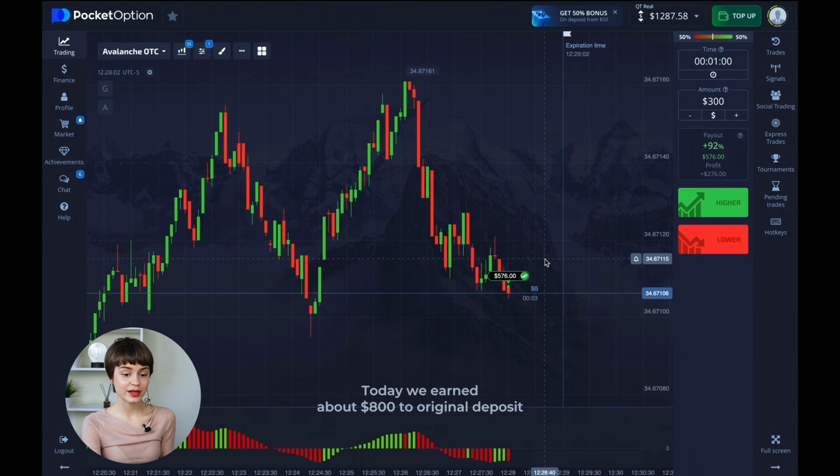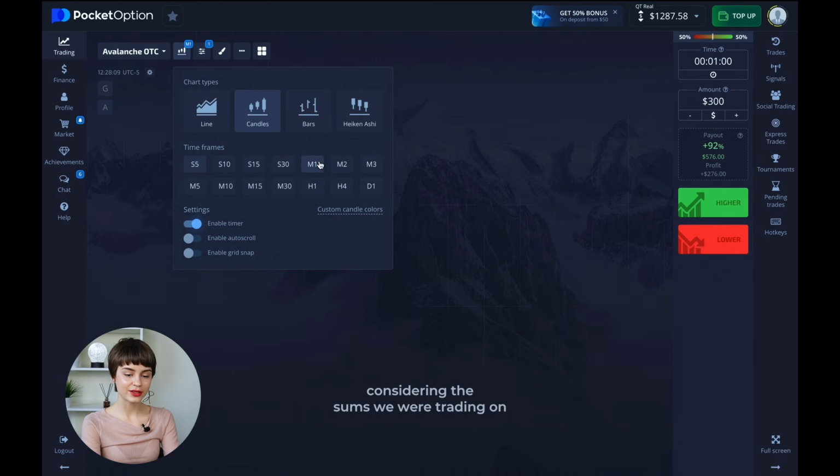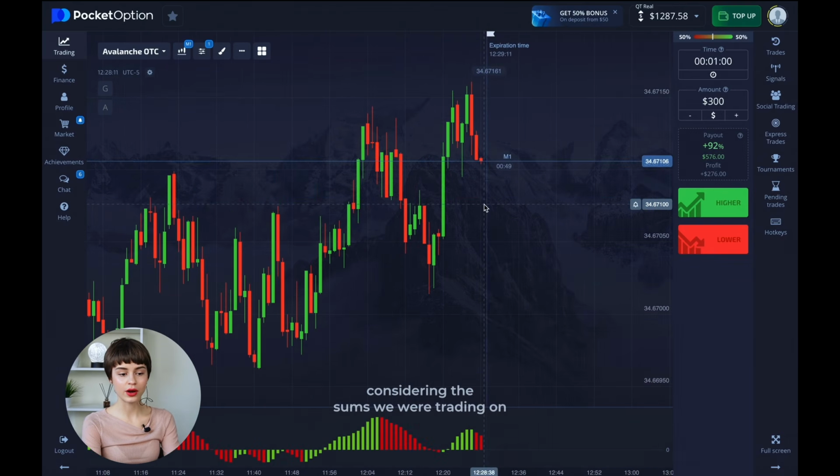Today, we earned about $800 on top of the original deposit. I think it's really good considering the sums we were trading.